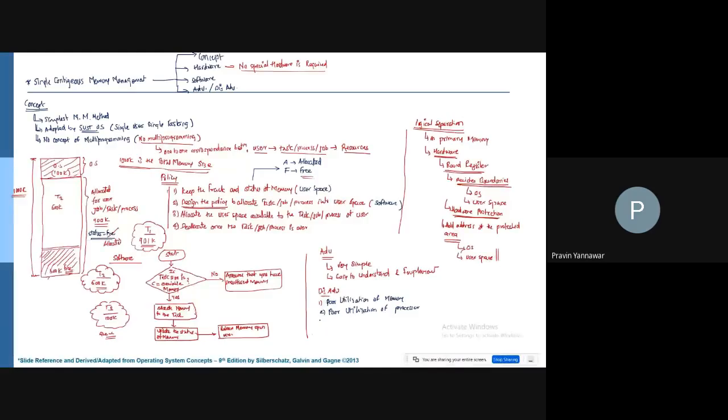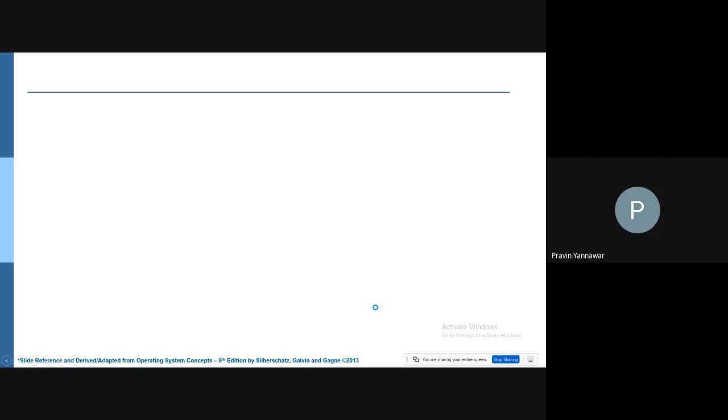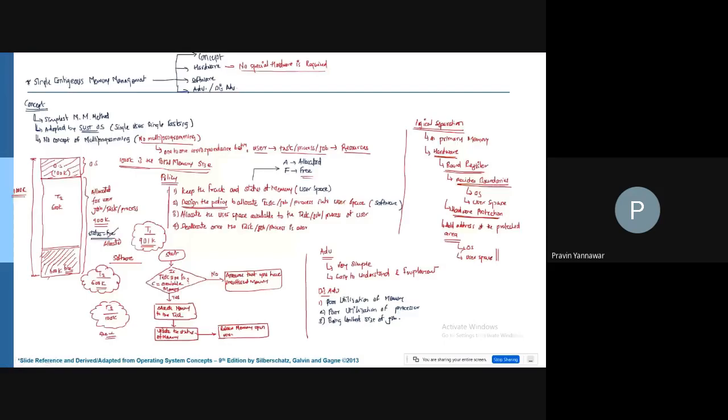And the third important one is that, being a limited size of job, it must be fitted as per the available space. So this is important.